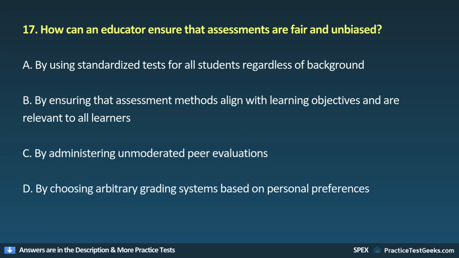17. How can an educator ensure that assessments are fair and unbiased? A. By using standardized tests for all students, regardless of background. B. By ensuring that assessment methods align with learning objectives and are relevant to all learners. C. By administering unmoderated peer evaluations. D. By choosing arbitrary grading systems based on personal preferences.